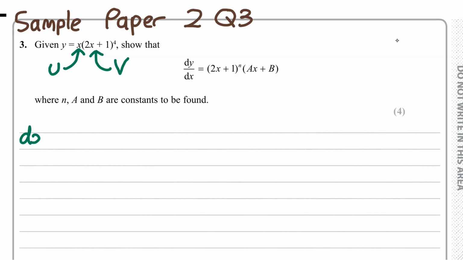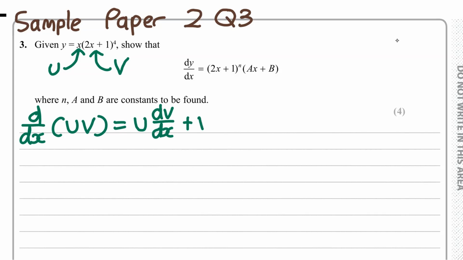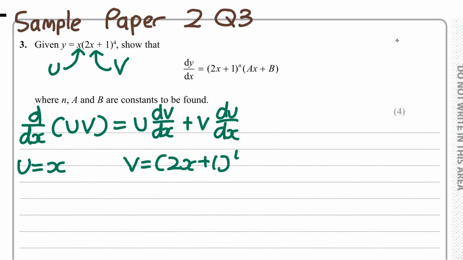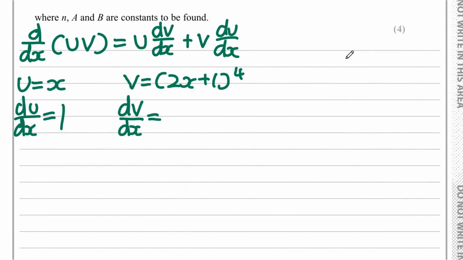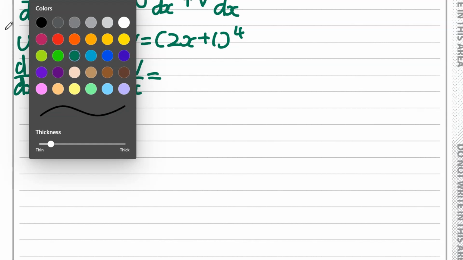If you remember the product rule, if we're trying to differentiate uv, this is equal to u dv over dx plus v du over dx. So u is x and v is 2x plus 1 to the power of 4. If we find du over dx, if we differentiate x, this is just equal to 1. Then if we find dv over dx, we differentiate this 2x plus 1 to the power of 4. To differentiate this, we need to use the chain rule.